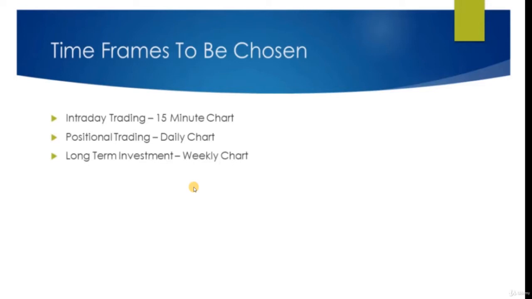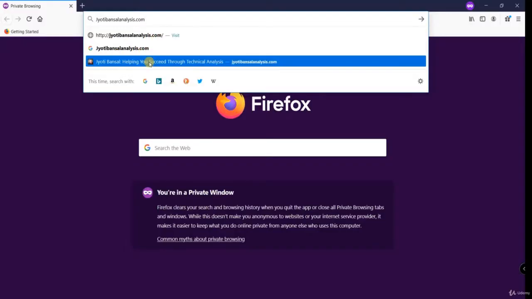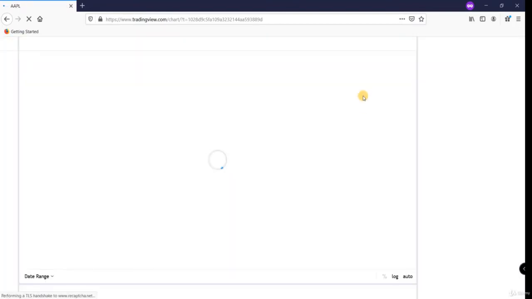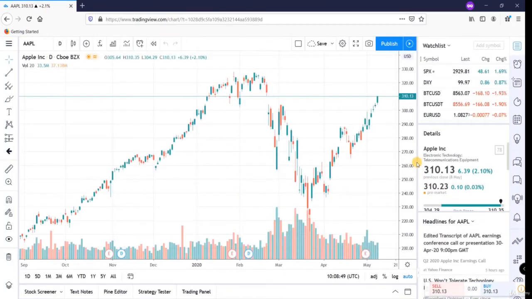So to analyze a chart, you need a charting platform. I use TradingView platform, but you can use any other platform that you want. You can also use investing.com, but if you are a beginner, I would suggest you not to go for any paid plan. You can simply go to my website, that is jyotibansalanalysis.com, and there you will see a tab charting. If you click on that tab, you will get your chart.